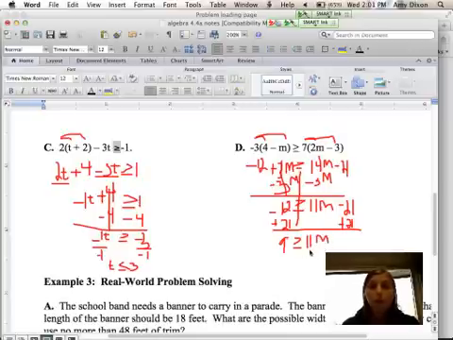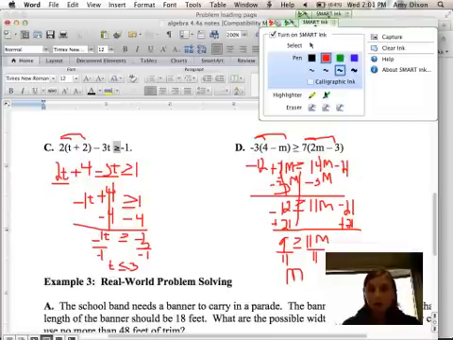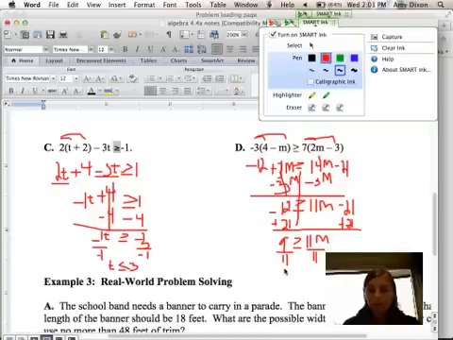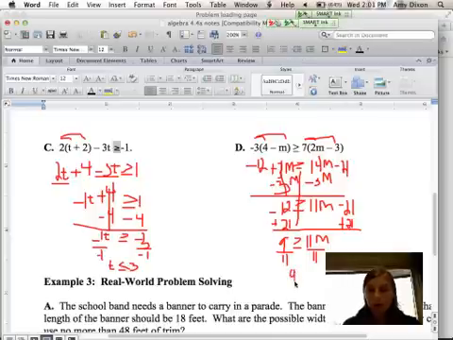Okay, now we want to get the m by itself, so we're going to go ahead and divide by 11 on both sides. And then we're going to just go ahead and keep this as a fraction. Sorry, let me rewrite that again. So we get 9 over 11 is greater than or equal to m, because the 11's cancel.